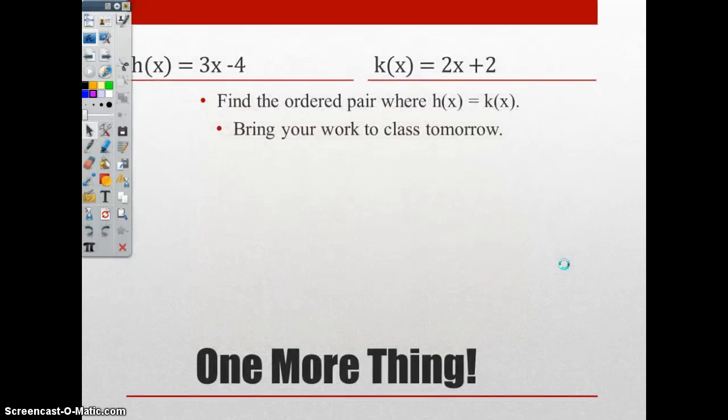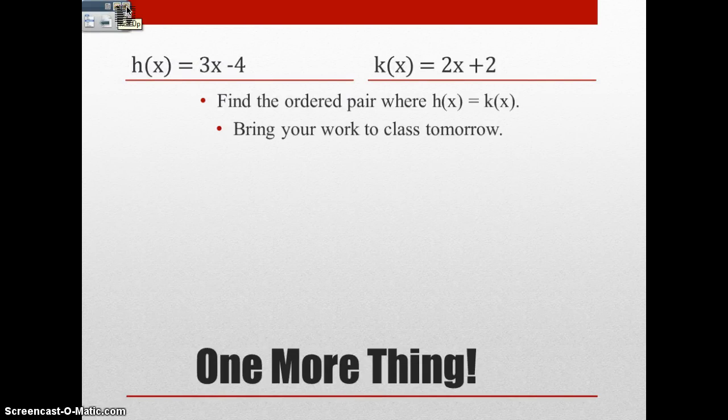So, here is your work. h of x equals 3x minus 4. k of x equals 2x plus 2. I want you to find the ordered pair where h of x equals k of x.